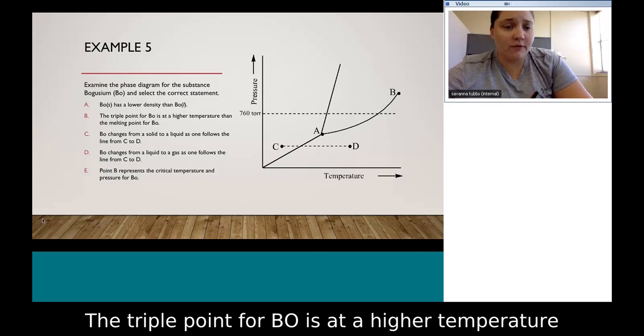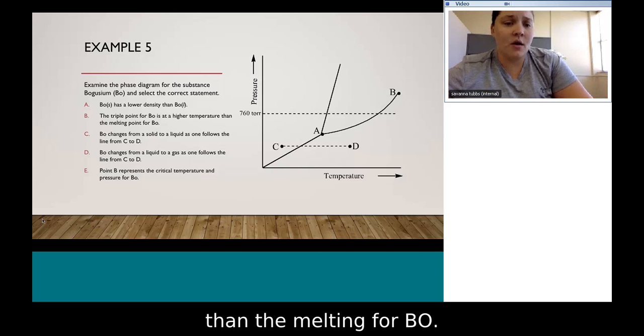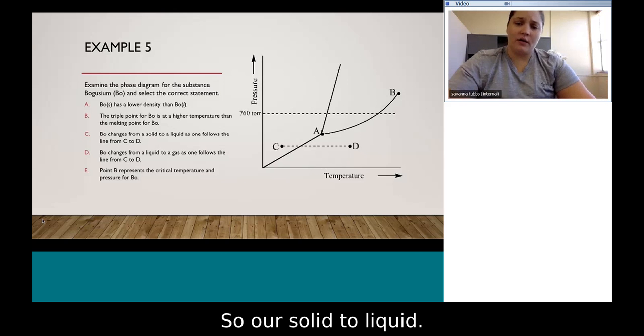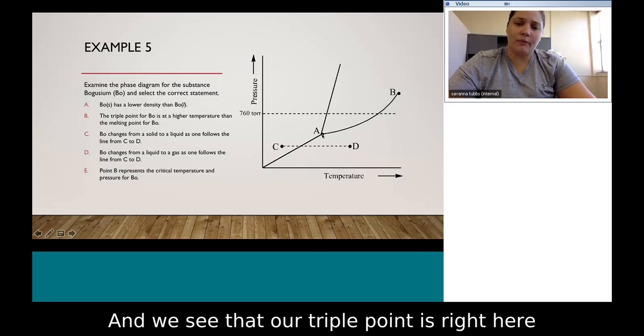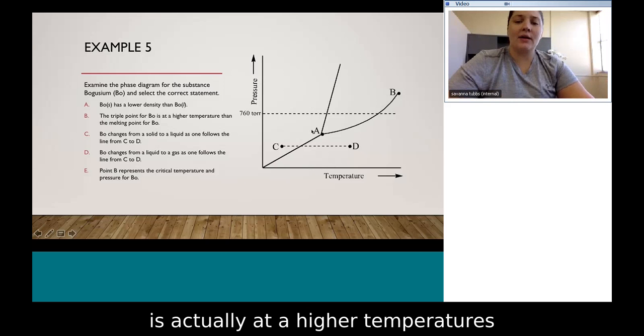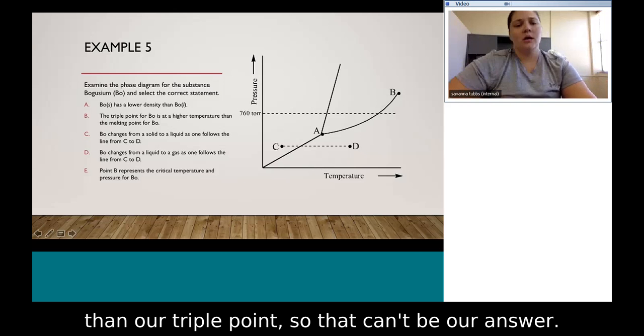The triple point for BO is at a higher temperature than the melting for BO. So remember, melting is going to be from solid to liquid. So our solid to liquid, and we see that our triple point is right here, and that going from solid to liquid, it's actually at a higher temperature than our triple point. So that can't be our answer.